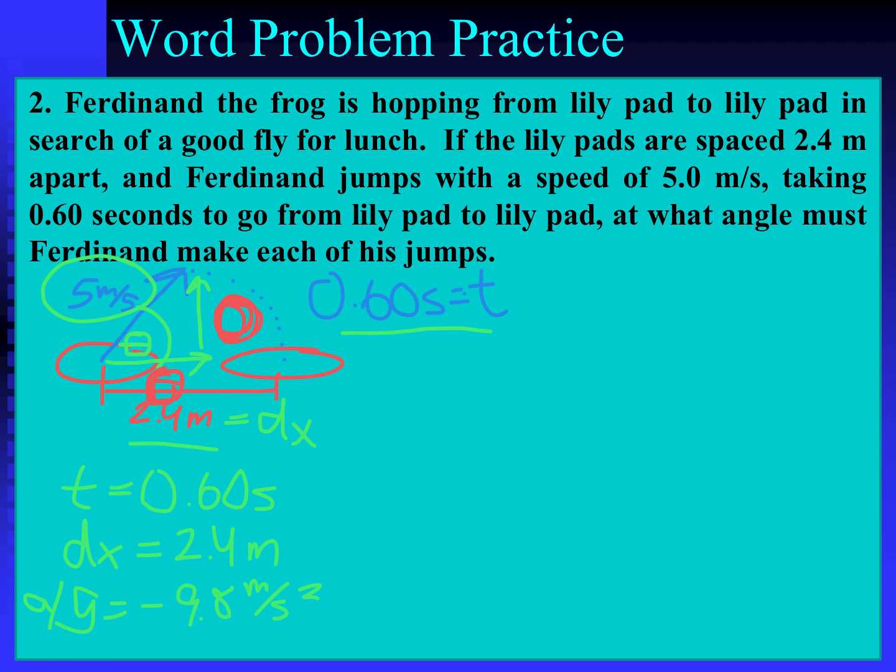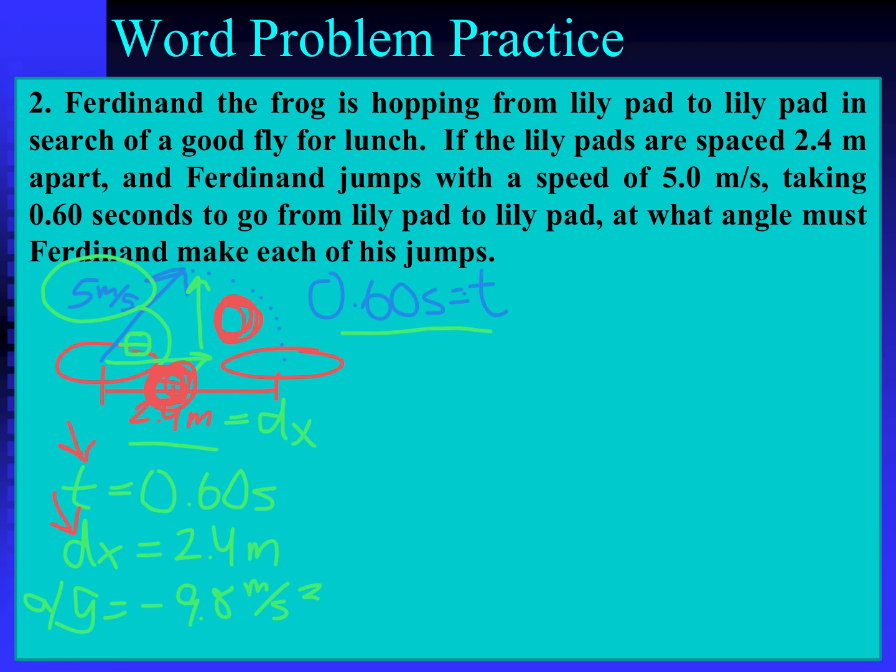I can figure out my Vx because I have time already and I have horizontal displacement. So I could find out Vx, which is the horizontal velocity, and then from there, since I'll have that in my triangle, I can then use it for the Pythagorean theorem, or no, not the Pythagorean theorem. I could use that for trig.